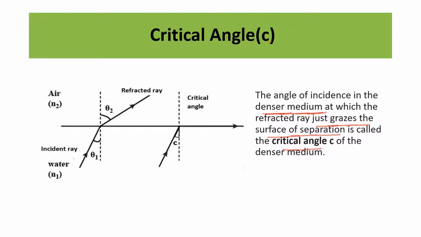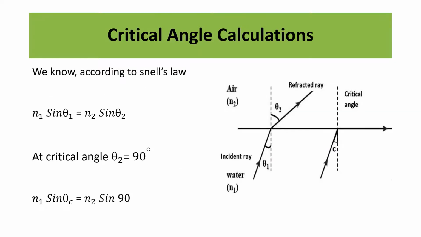called the critical angle. According to Snell's law, n1 sin theta 1 is equal to n2 sin theta 2, where n1 is the refractive index of medium 1 and n2 is the refractive index of medium 2. Theta 1 is the angle of incidence and theta 2 is the angle of refraction. When you increase this angle of incidence to some particular value, this refracted ray just grazes this surface of separation. That particular value of the angle of incidence is called the critical angle.